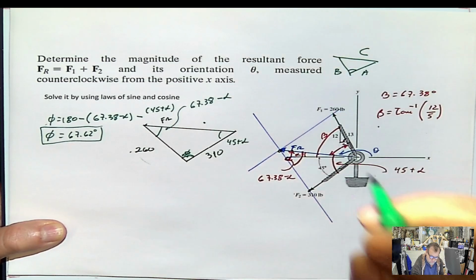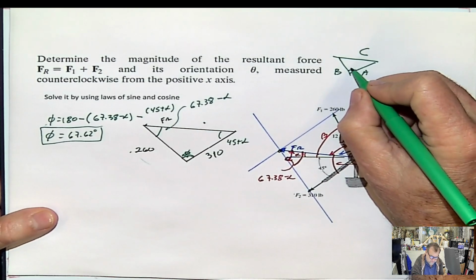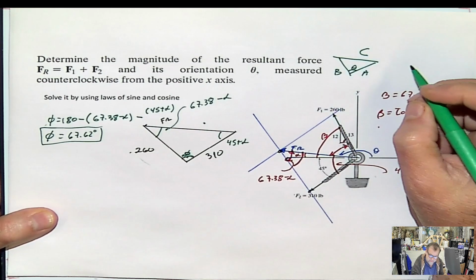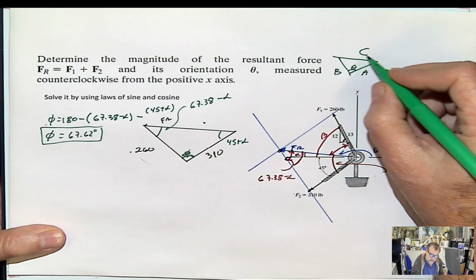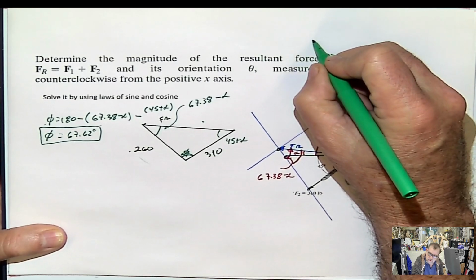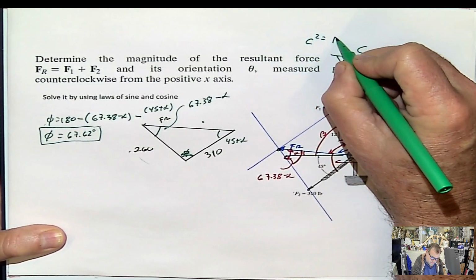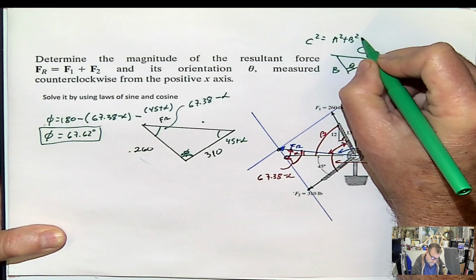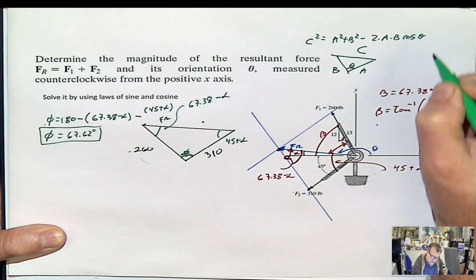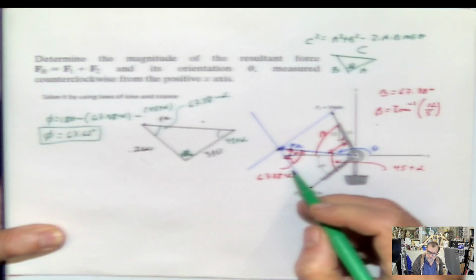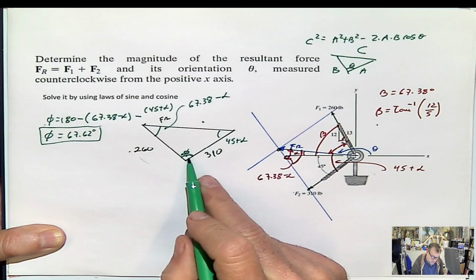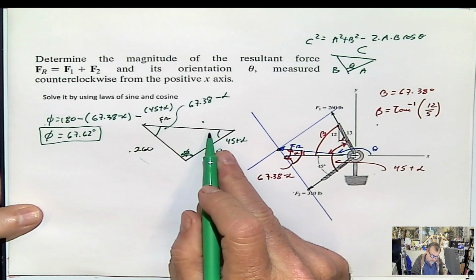I don't know, you call it theta. Then basically what the law of cosines says is C squared is equal to A squared plus B squared minus 2 times A times B cosine of that angle between A and B. Meaning that if you know this side, you know this side, and you know this angle, we can calculate the resultant force in this case.